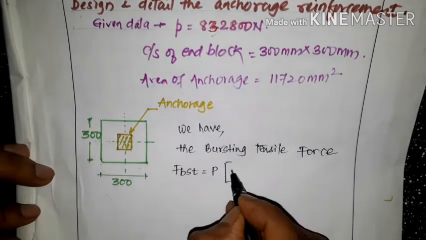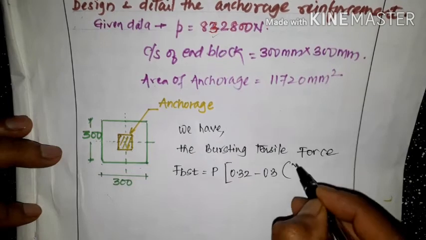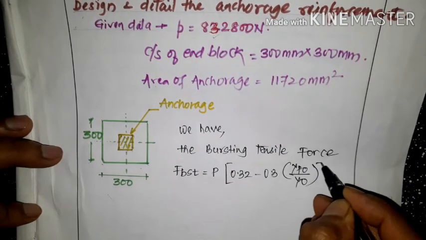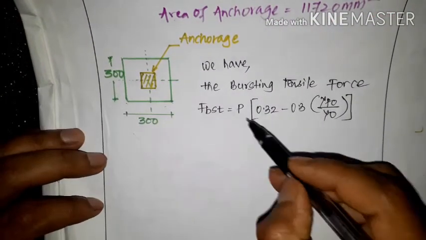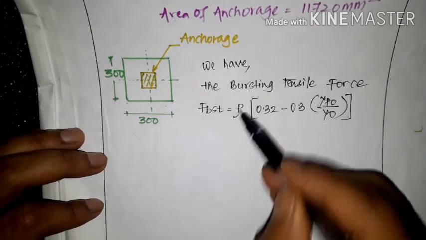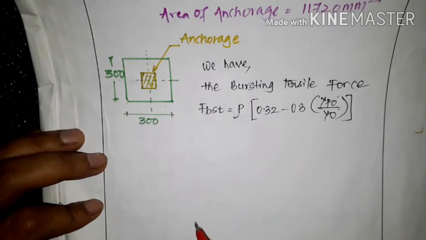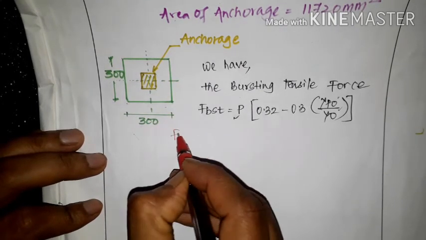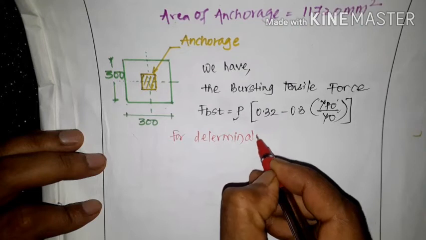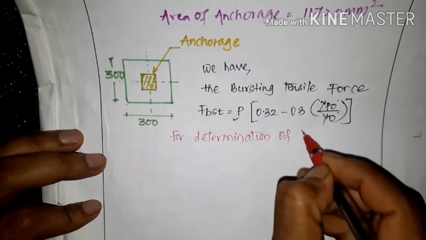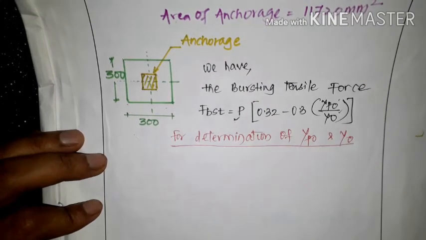That I have already discussed: 0.32 minus 0.3 into bracket of yp naught upon y naught. So here P is given. First you look out, P is given, then the task is to get yp naught and y naught. So next, the determination of yp naught and y naught.